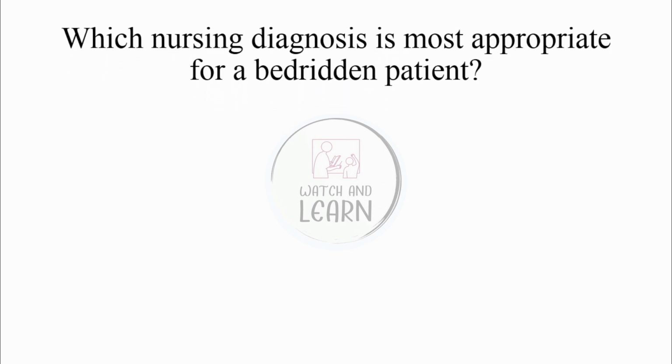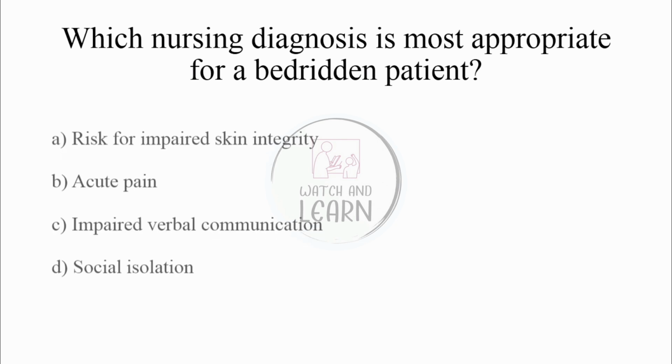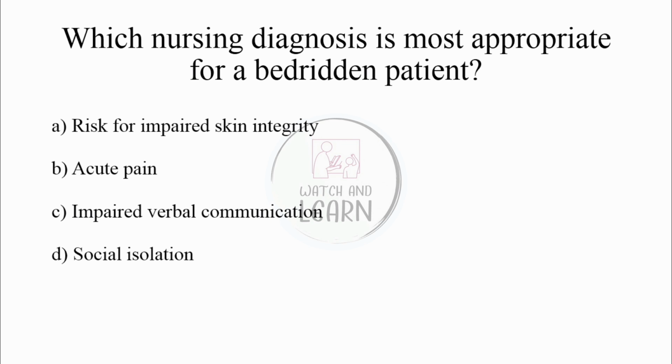Which nursing diagnosis is most appropriate for a bedridden patient? Options are: option A, risk for impaired skin integrity; option B, acute pain; option C, impaired verbal communication; option D, social isolation. The right answer is answer A, risk for impaired skin integrity.